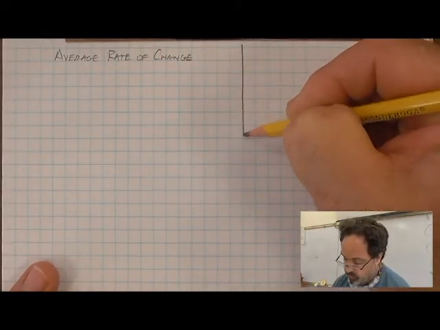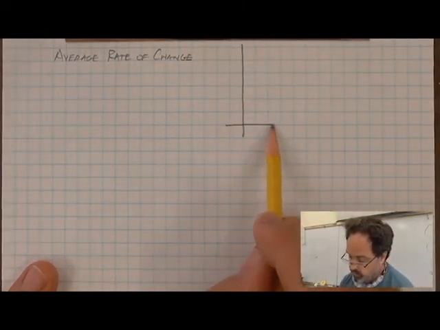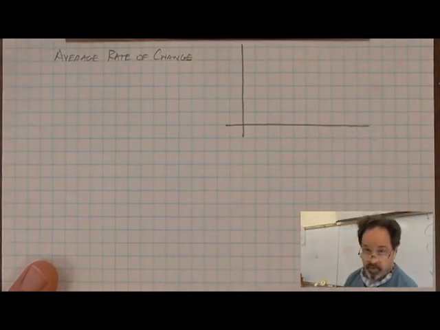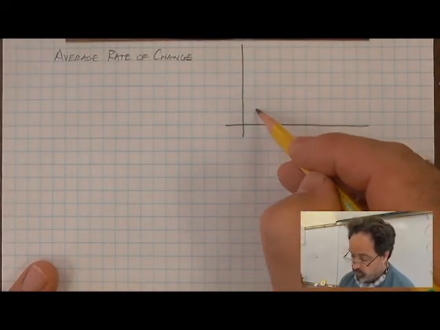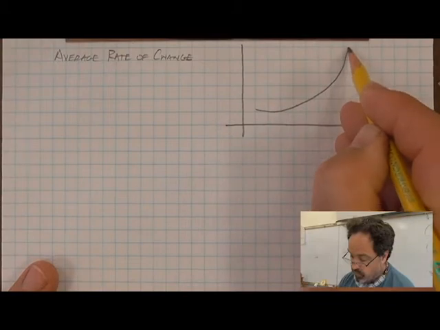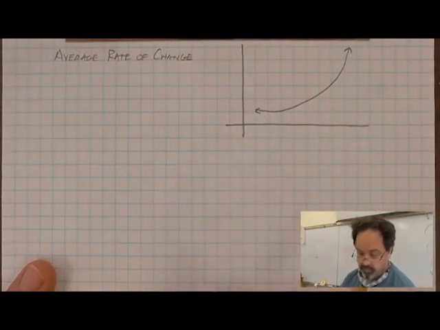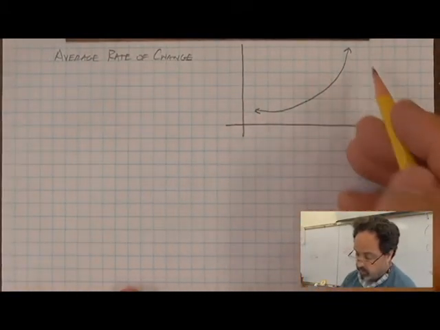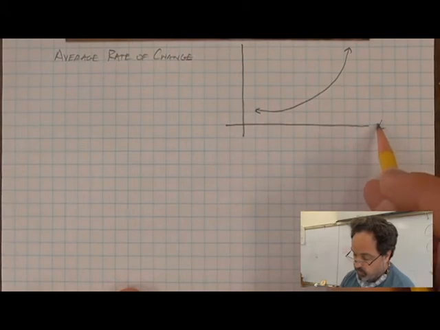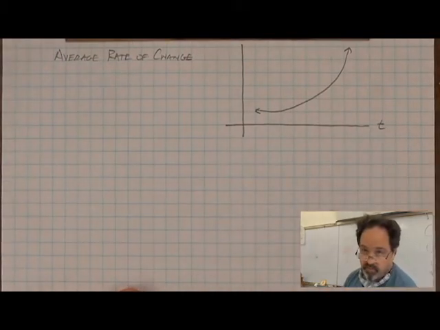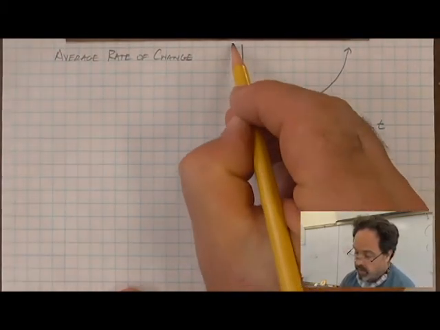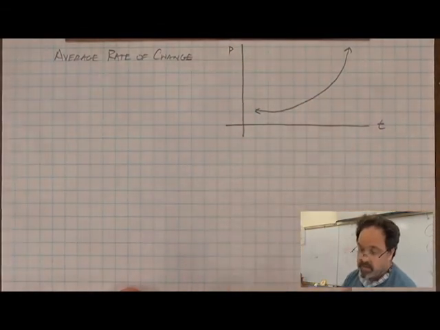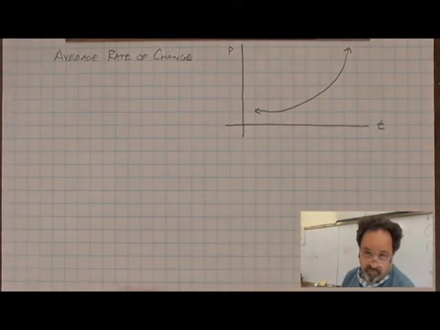I'm going to sketch a graph to visualize what we've been talking about. I'm going to sketch a generic curve. This could be any function. And I'm going to make a choice. My horizontal variable is going to be t. We're going to imagine t maybe time. And the vertical variable will be p. Maybe p stands for position.